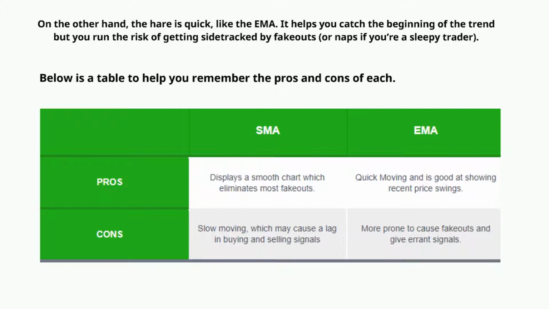Below is a table to help you remember the pros and cons of each. SMA. Pros is it displays a smooth chart which eliminates most fakeouts. And cons is slow moving, which may cause a lag in buying and selling signals. And EMA pros is quick moving and is good at showing recent price swings. And cons is more prone to cause fakeouts and give errant signals.